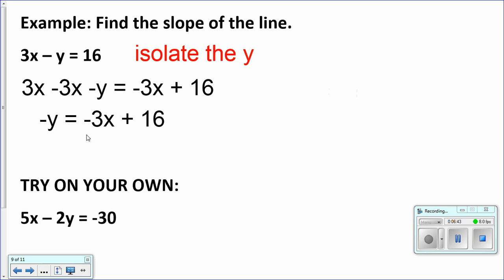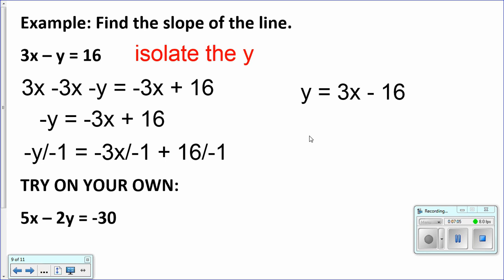So I'm going to divide every single term by negative 1. Okay? Every one of them. You have to divide everything by negative 1. Okay? So, negative 1 divided by negative 1 will give me positive 1. Negative 3 divided by negative 1 will give me positive 3. 16 divided by negative 1 will give me negative 16. So my new equation is now y equals 3x minus 16. Where 3, because it's the one where the m should be in slope-intercept form, it's always going to be the number with the x, is my slope. Slope is 3.